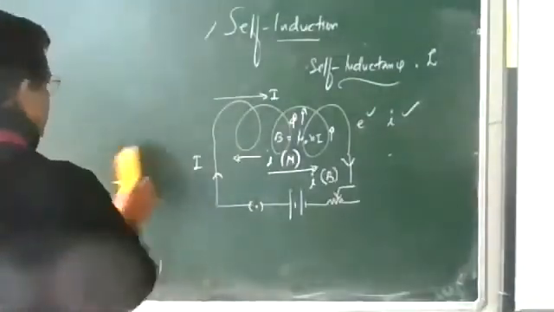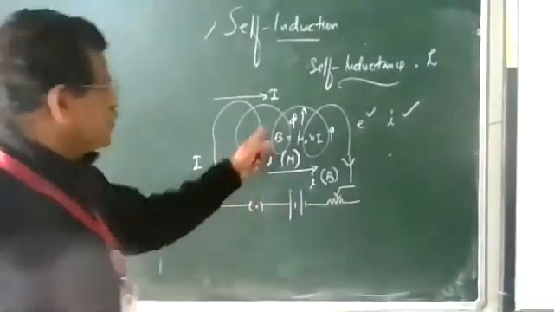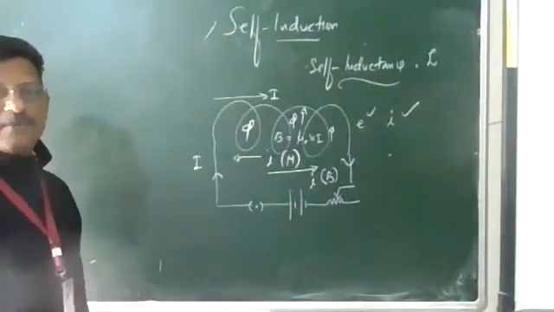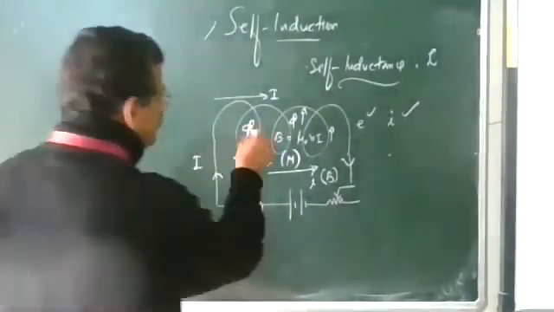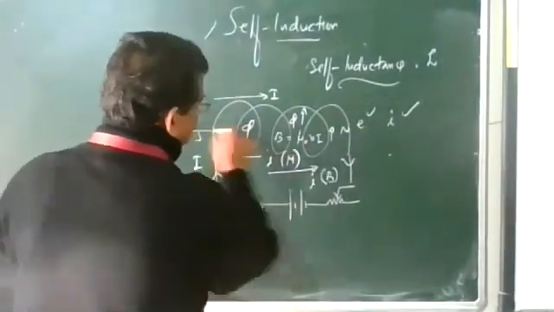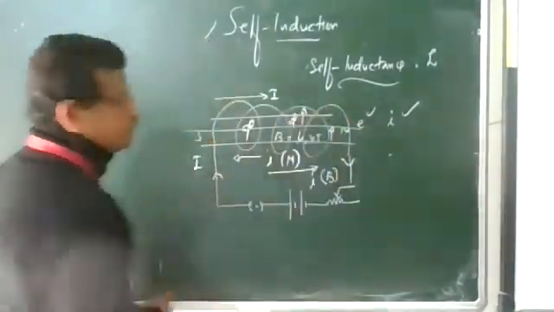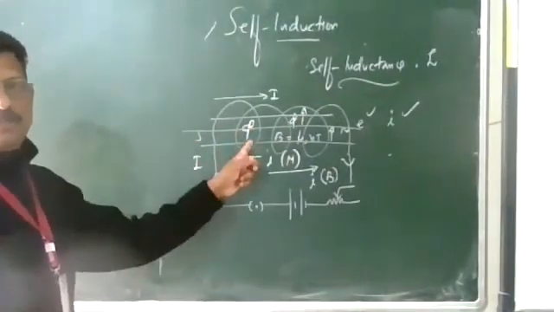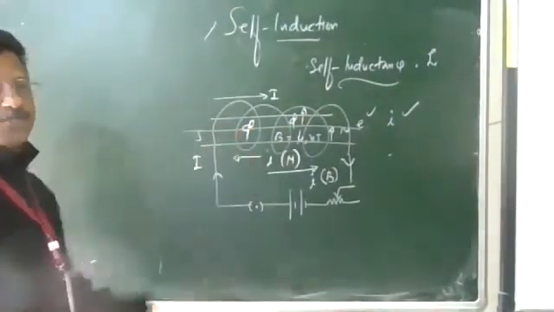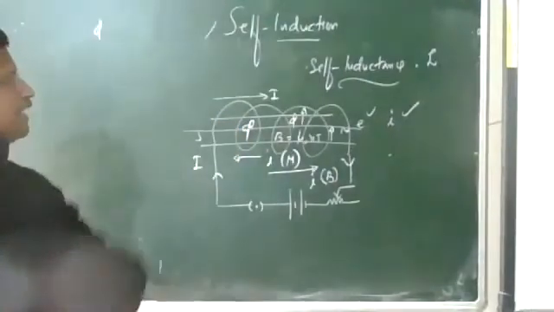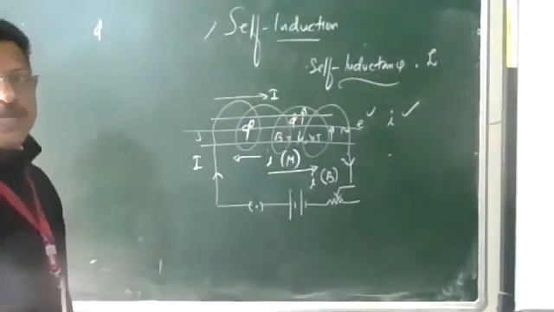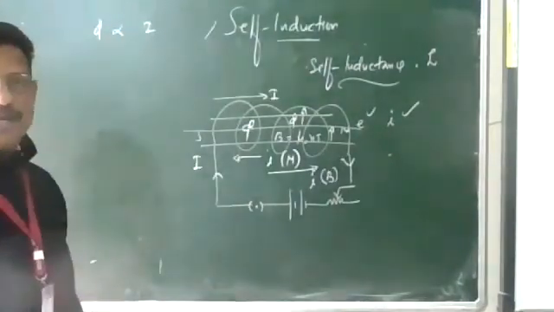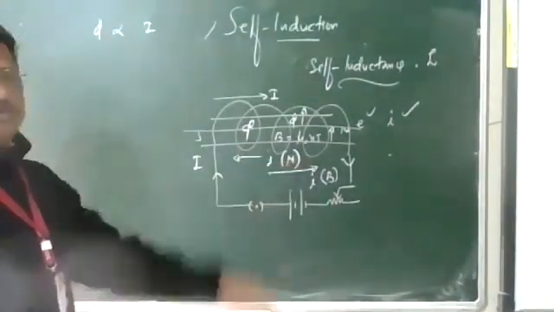Now, when any current I is flowing through this, there will be some flux. Magnetic field lines are passing through this. This magnetic flux is directly proportional to the current. Greater the current, greater the flux. So the flux linked with the coil is directly proportional to the current. As the current increases, flux also increases, because you know the magnetic field.